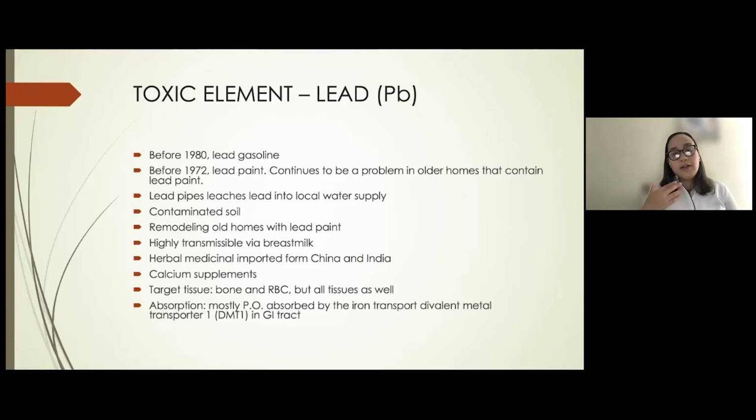Absorption is mostly oral, absorbed by the iron transporter divalent metal transporter 1 in the GI tract. So what does this mean? Let me explain. Patients who chronically have iron deficiency anemia, iron can be absorbed in the gut via this DMT1. When iron levels are lower, there's an upregulation of DMT1. DMT1 also pulls in lead from the gut. So in theory, by correcting anemia, you might be able to lower an individual's chance of absorbing lead in the gut.